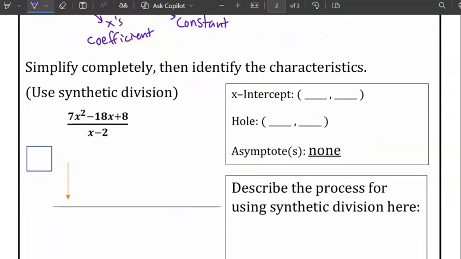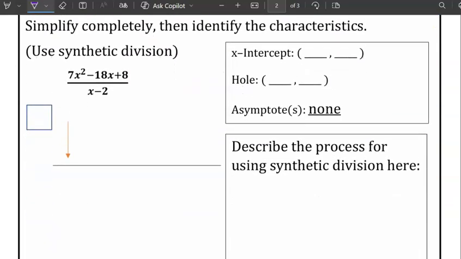Simplify completely, then identify the characteristics. We're going to use synthetic division again. 7x squared minus 18x plus 8 all over x minus 2. The 0 in the denominator is 2. That's the number in the box. At the top, we're going to put 7, negative 18, and 8.